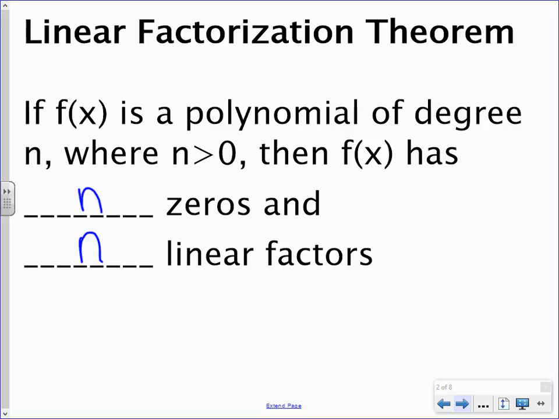If you have a 4th degree polynomial, then we can break it down to 4 linear factors, which will give us 4 zeros. Some of them may repeat, that's fine. What do I mean by a linear factor? What does a linear factor look like? X plus 1. X plus 5. X minus 3. X minus 2i. Whatever it is, a linear factor is x to the first power.